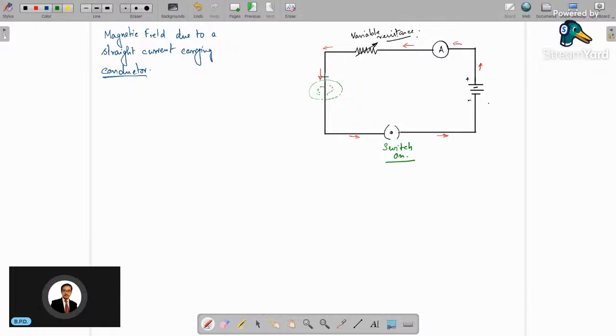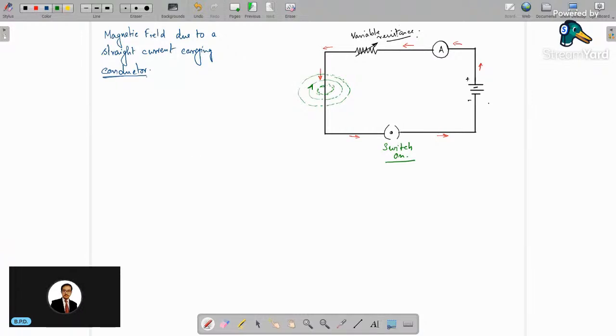For a straight current carrying conductor, we will observe a circular magnetic field. Now, what will be the direction of the magnetic field? The direction will be in this direction. How I am putting this direction, it will be discussed later. First, try to understand. We will find how to find the direction. Okay.